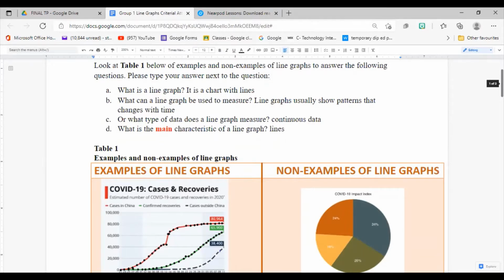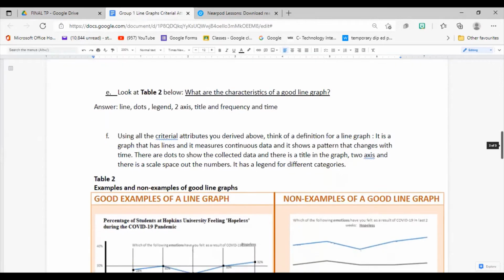What is a line graph? It is a chart with lines. What can a line graph be used to measure? A line graph usually shows patterns that change with time. Or what type of data a line graph measures? Continuous data. What is the main characteristic of a line graph? Lines. Okay, all right, and let's see your part E.